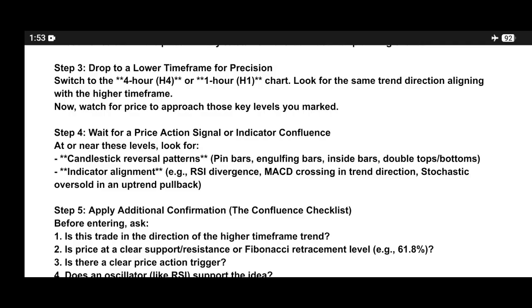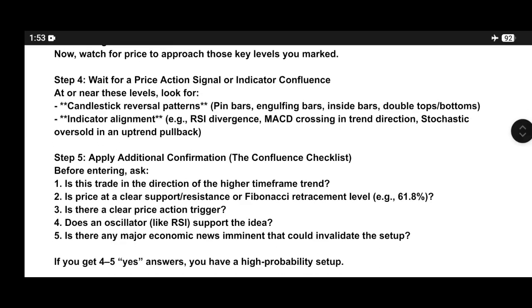Then step 5, apply additional confirmation, the confluence checklist before entering. Ask yourself, is this trade in the direction of the higher time frame trend? This is the first one you need to ask yourself. Number 2 is this: is it at a clear support or resistance or Fibonacci retracement level? Example, 61.8%. Then the third question is this: is there a clear price action trigger?